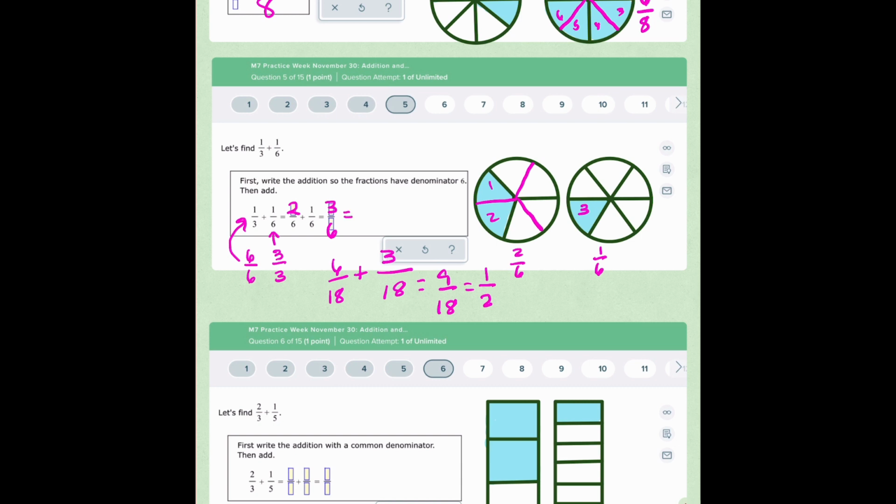And actually, the directions say write the addition so fractions have a denominator of 6 and then add. 3/6 might be what they're looking for here, but this is also going to equal 1/2. But I think this is the answer that the problem is looking for. If it doesn't accept that, then go ahead and reduce it.